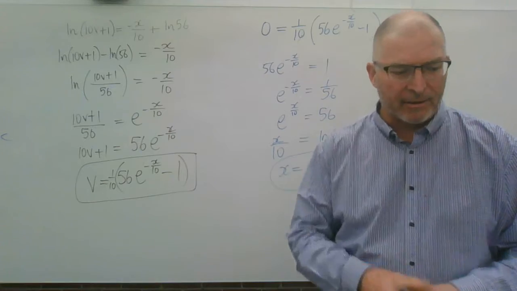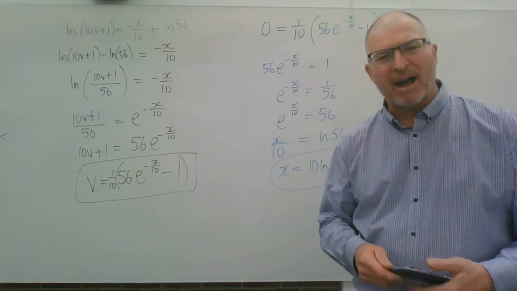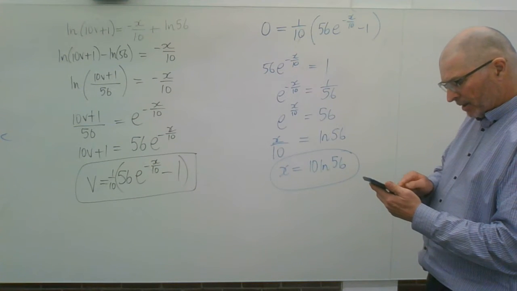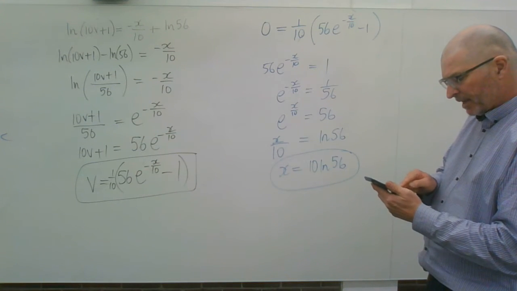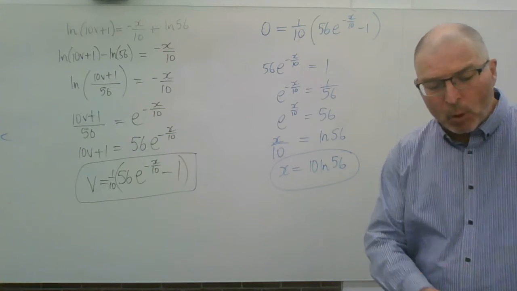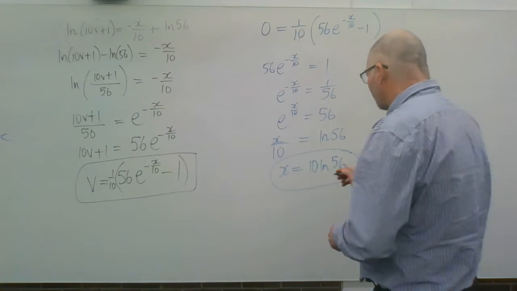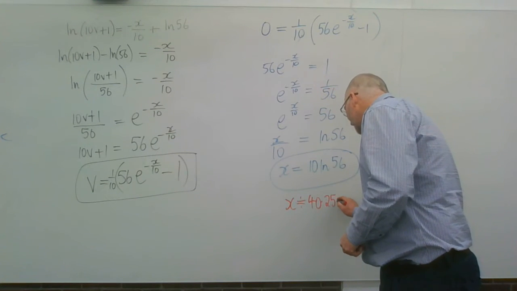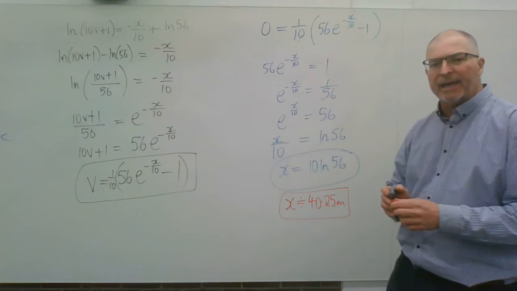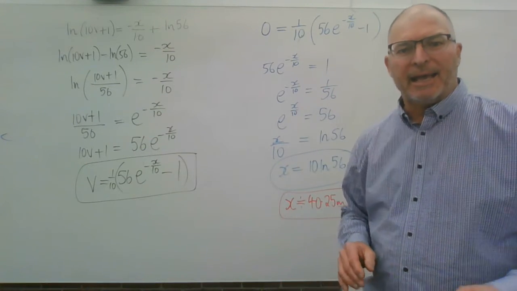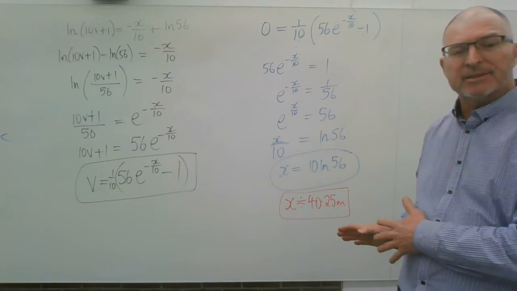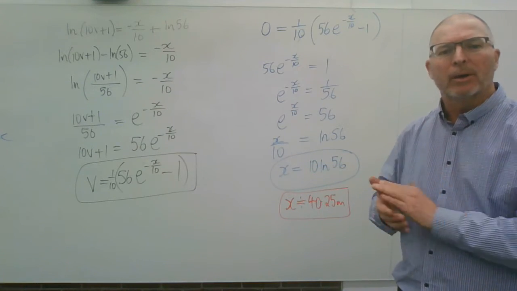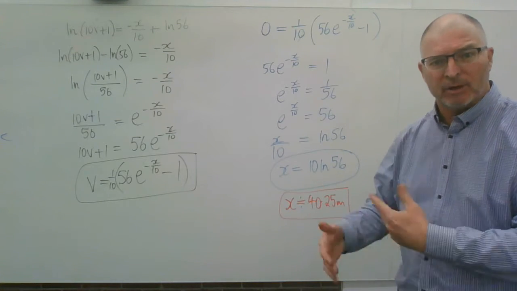Just going to whack that in the calculator to get some idea how far it glides after the race. 10 times the natural log of 56 goes about 40.25 metres, roughly. Approximately 40.25 metres. Now, like I said, there is a limiting distance. Technically, by the maths, it would never get there, but we know that the reality is it would actually get to that stop.